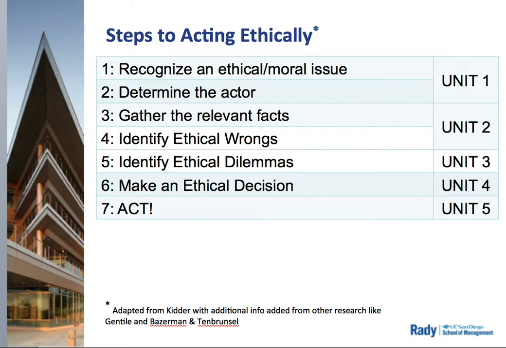Remember, if you have identified that you are indeed facing an ethical wrong in step 4, you should not go on to identify ethical dilemmas because, as Kidder notes, if you do, you are likely to justify a wrong as a right. So if you've identified an ethical wrong and you are the actor whose actions would be committing the wrong, you should choose not to do the action, but you may need help from Unit 5 to learn how to do that.